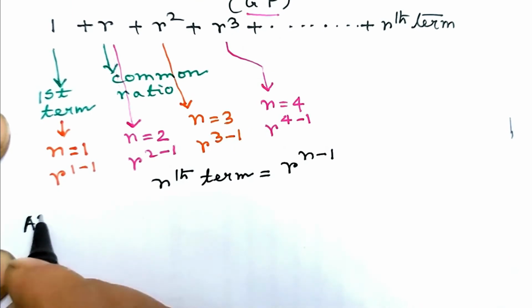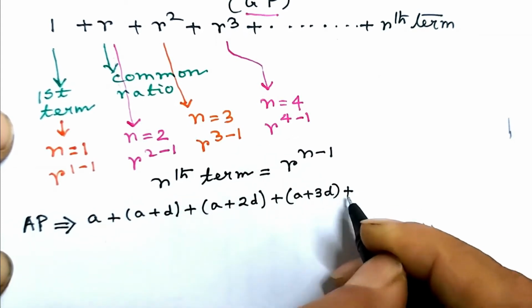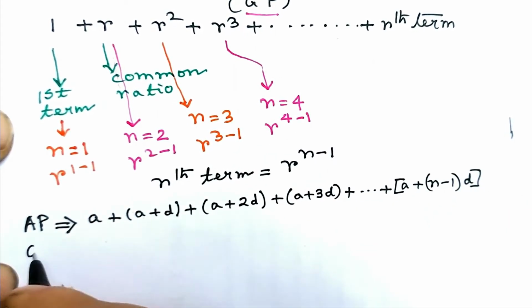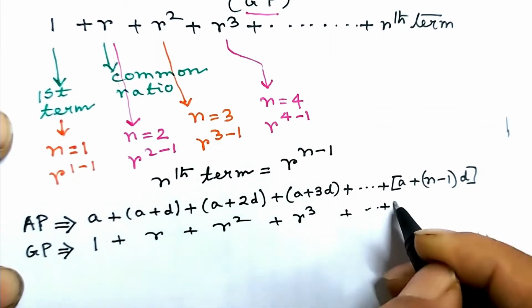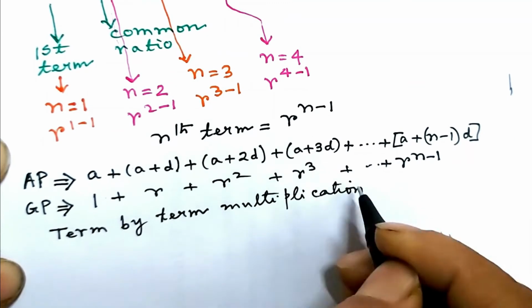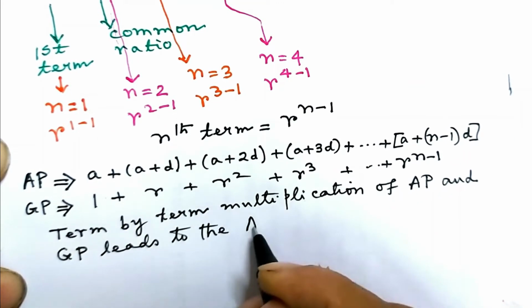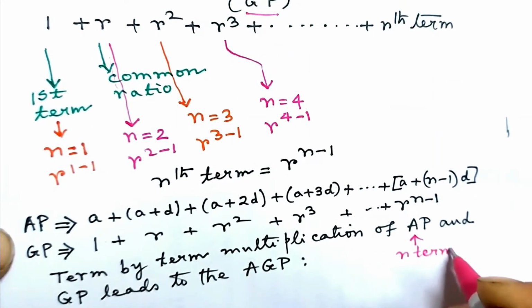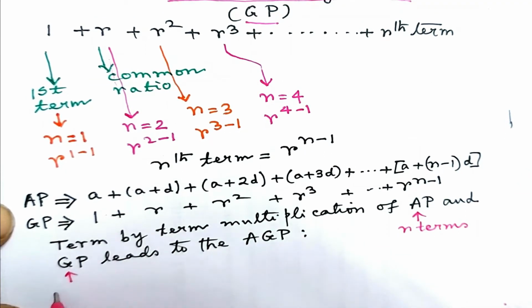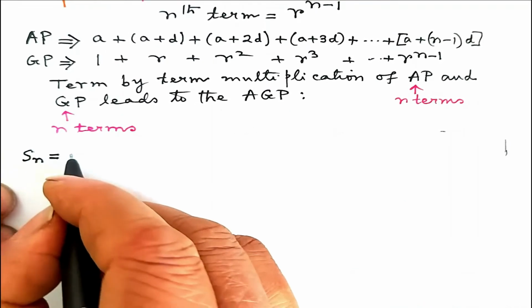Let us write the arithmetic series up to the nth term. And this is the geometric series up to the nth term. Term by term multiplication of the arithmetic series and geometric series leads to the arithmetico-geometric series. AP, the arithmetic progression, is of n terms. Geometric progression GP is also of n terms. We shall write it. Let the sum be Sn.